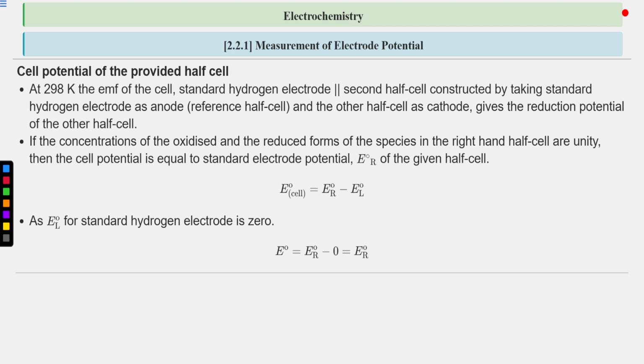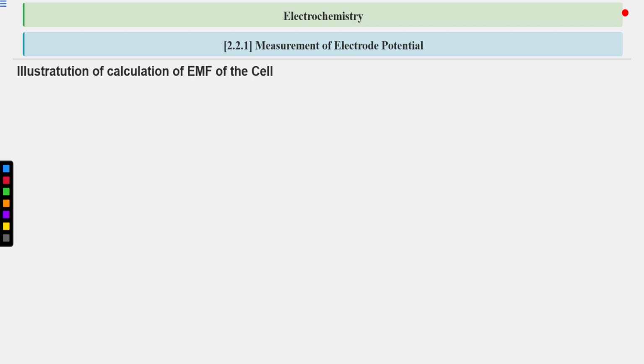So E naught of cell will become equal to E naught of R minus 0. That means E naught of R, right? So the given half cell and the overall standard electrode potential of the cell will become equal, right? Because we are using the reference half cell as standard hydrogen electrode, right? So that's the main reason, and this is the thing which our first point is explaining to us. Now, illustration of calculation of EMF of the cell. Now, if you want to find out how you can calculate the EMF of the cell.